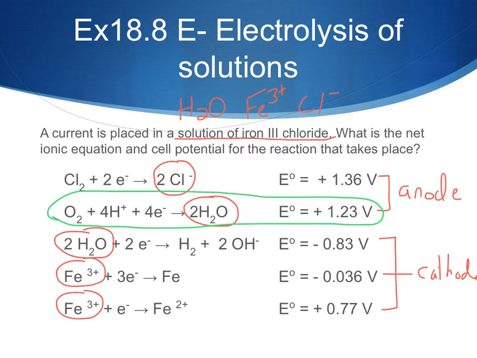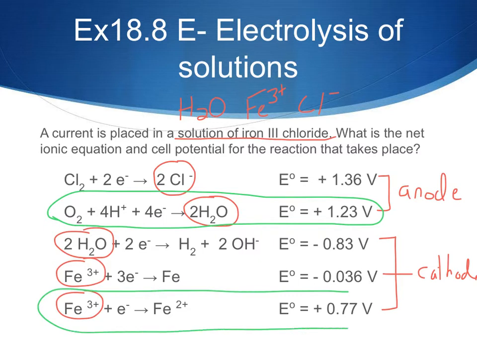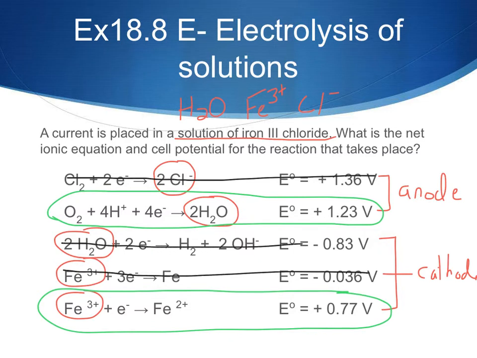And then of my 3 cathode reactions, the positive one is actually already a good value. This is the one that's going to happen. So my other reactions will not happen, and we can strike those out. The chloride will not be oxidized or reduced. Iron 3 is not going to turn into solid iron because it's easier to turn into iron 2. So that's a more favorable process.